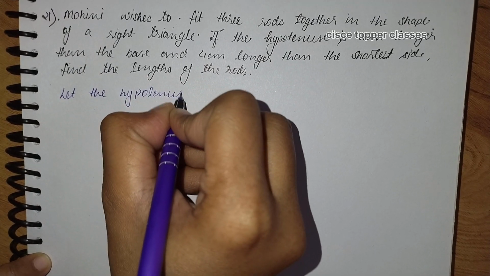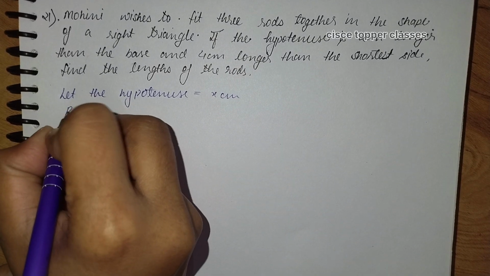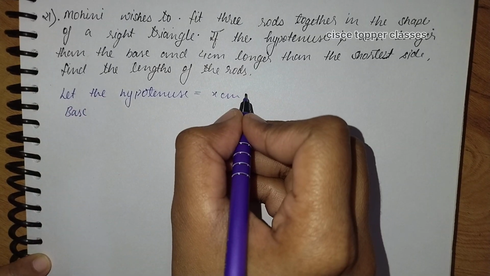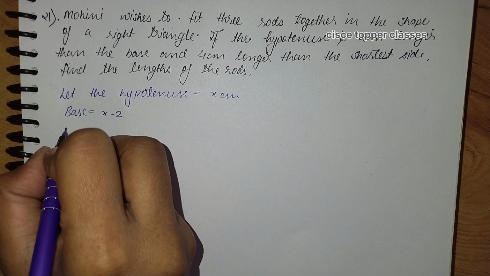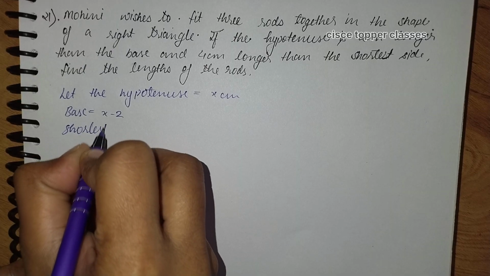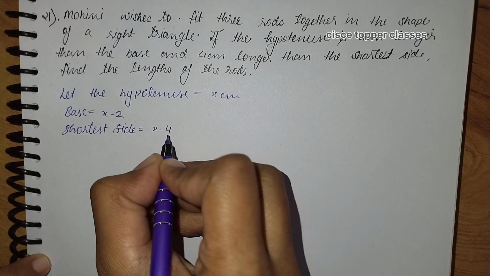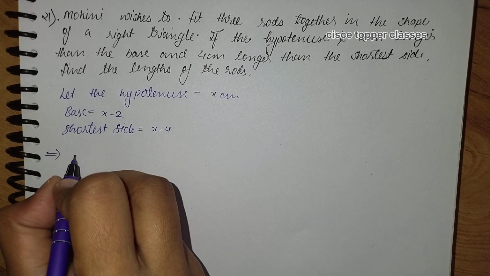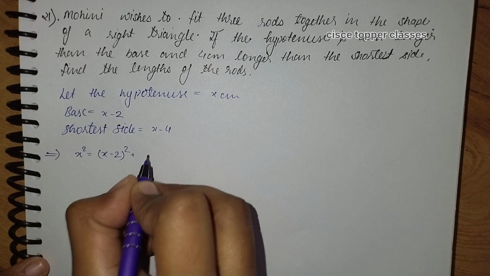And this we know hypotenuse is the greatest side, hence x centimeter. And now base, because hypotenuse is 2 centimeter longer than the base, so base will be x minus 2 and 4 centimeter longer than the shortest side. So we can write shortest side here, or third side in the right angle triangle, is x minus 4 centimeter. So by Pythagoras theorem we will get hypotenuse square equals (x minus 2) whole square plus (x minus 4) whole square.